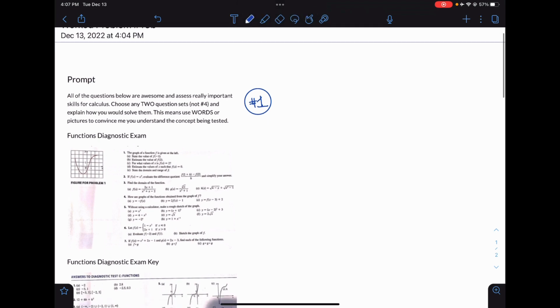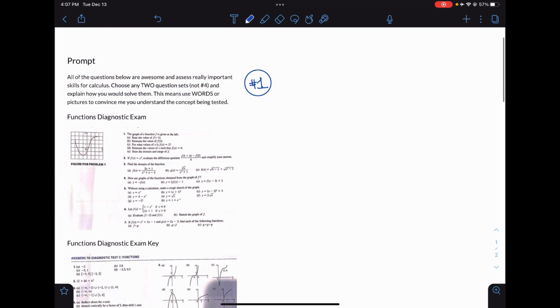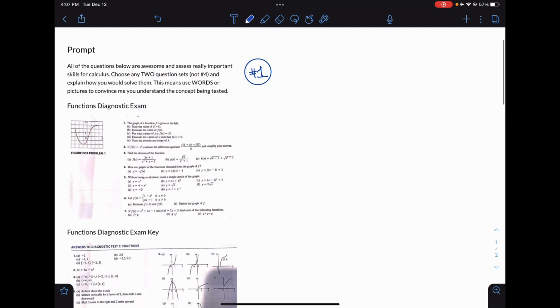Problem says all the questions below are awesome and assess really important skills for calculus. Choose any two question sets, excluding number 4, and explain how you would solve them. This means use words or pictures to convince me you understand the concept being tested.